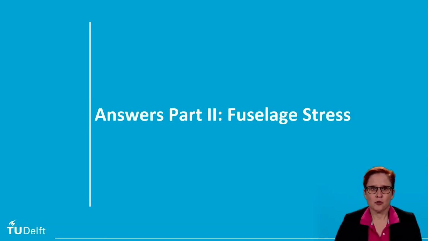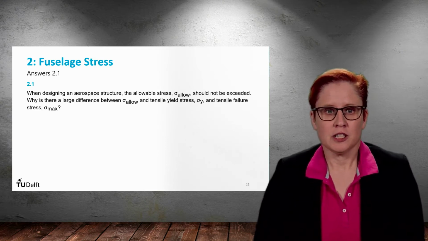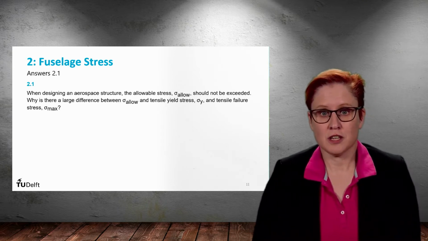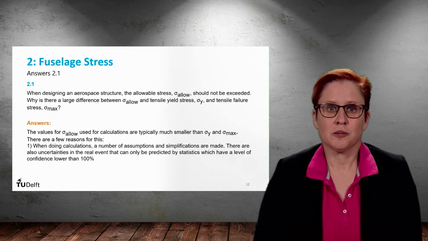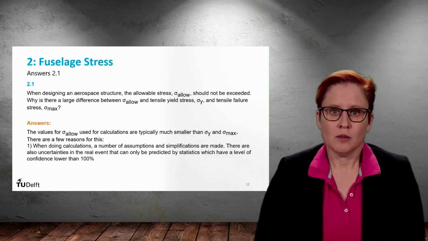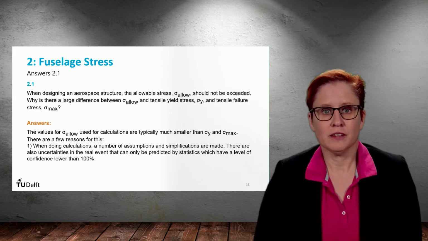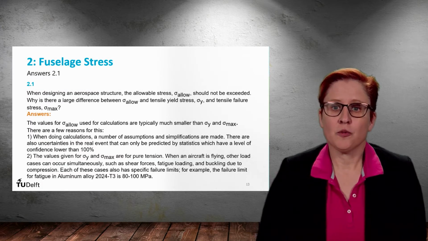Now let us look at part 2 of the assignment, the fuselage stresses. When designing an aerospace structure, the allowable stress, sigma allowable, should not be exceeded. Why is there a large difference between sigma allowable and the tensile yield stress, sigma y, and the tensile failure stress, sigma max? Well, the answer is that the values for sigma allowable used for calculations are typically much smaller than that for sigma y or sigma max. There are a few reasons for this. Firstly, when doing calculations, a number of assumptions and simplifications are made. There are also uncertainties in the real event that can only be predicted by statistics, which have a level of confidence lower than 100%. Secondly, the values given for sigma y and sigma max are for pure tension.